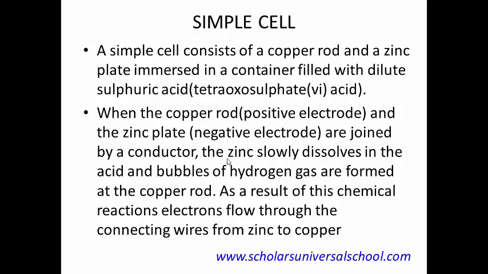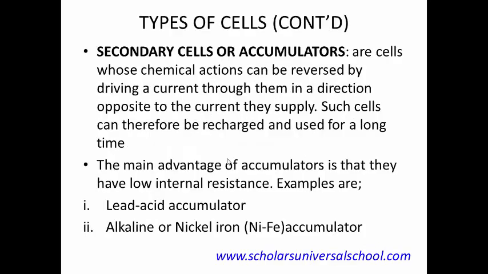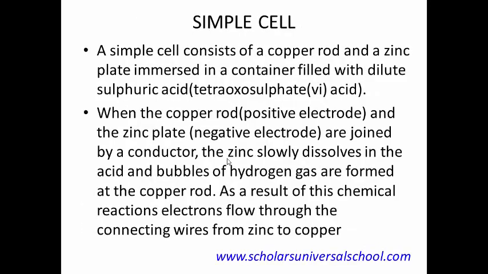Now, the first example of the primary cell we gave is the simple cell. So we'll be talking about the simple cell. The structure of the simple cell is such that it consists of a copper rod and a zinc plate, which is immersed in a container filled with dilute sulfuric acid. The copper rod serves as the positive electrode, called the anode, and the zinc plate serves as the negative electrode, which is your cathode.